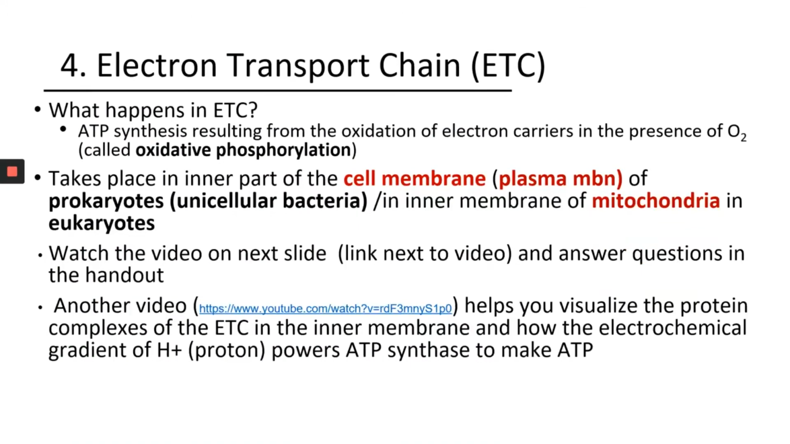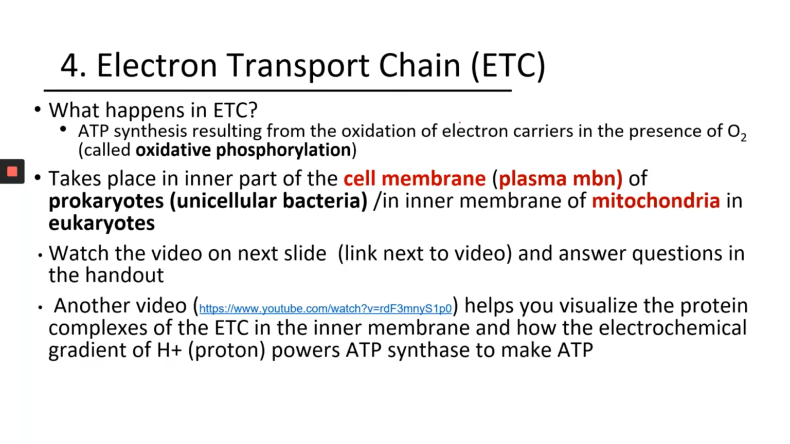All right, now the very last step is called the electron transport chain. Now this process produces most of the ATP made by cellular respiration. So what happens in the electron transport chain? ATP synthesis, resulting from the oxidation of electron carriers in the presence of oxygen.